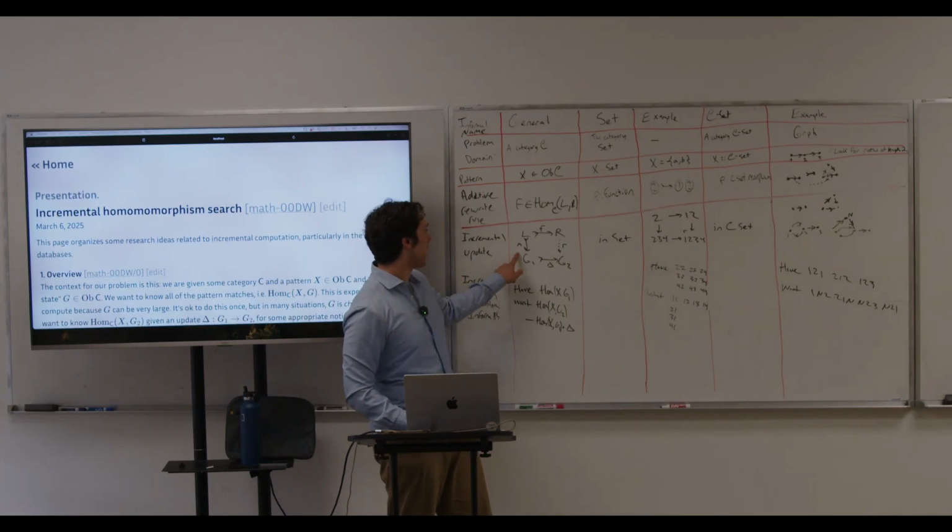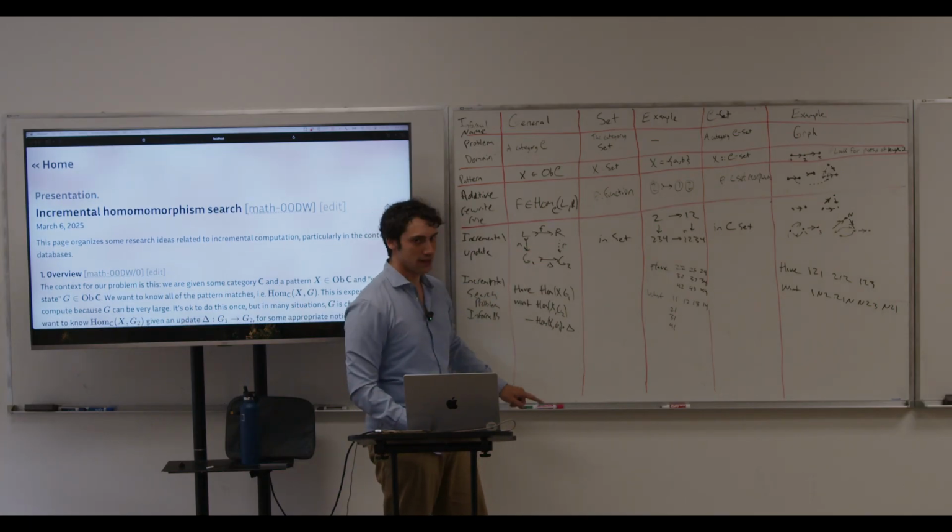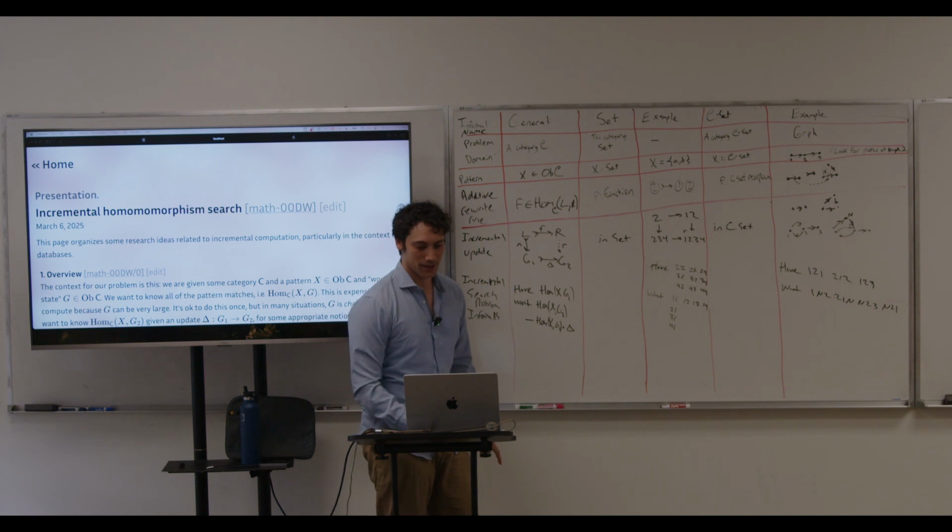So I'm assuming that M is monic. I'm assuming F is monic. And that is going to make things easier for us.